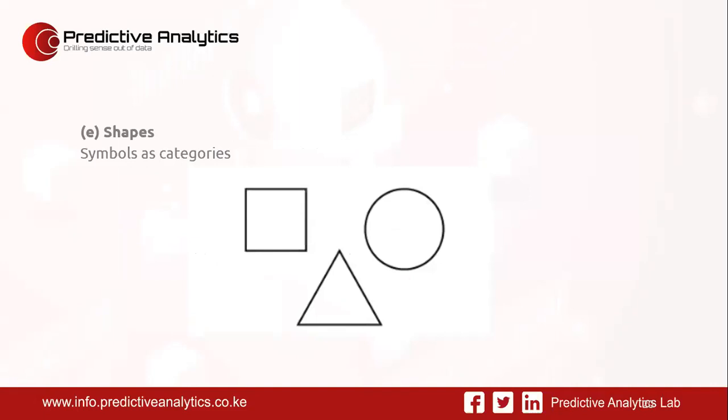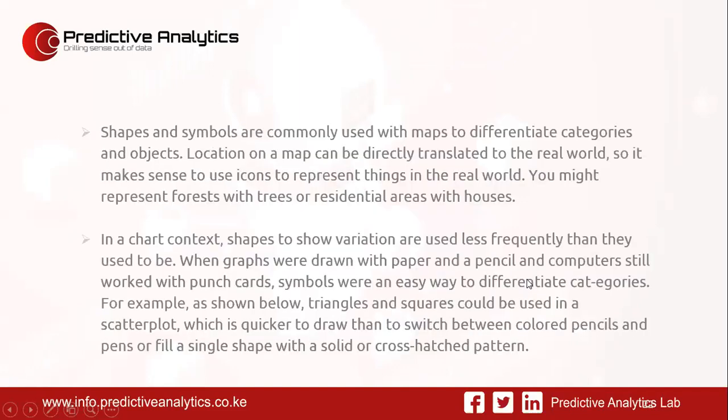So here again, we can encode by shape. So encoding by shapes means having symbols as categories. As you can see here, there's a square, a rectangle, and a circle shapes. Shapes and symbols are commonly used with maps to differentiate categories and objects. Location on a map can be directly translated to the real world, so it makes sense to use icons to represent things in the real world. You might represent forests with trees or residential areas with houses.